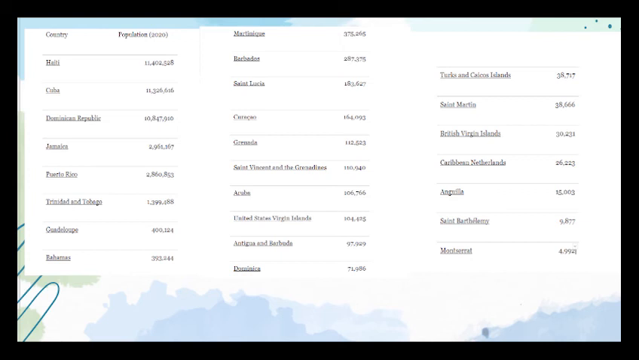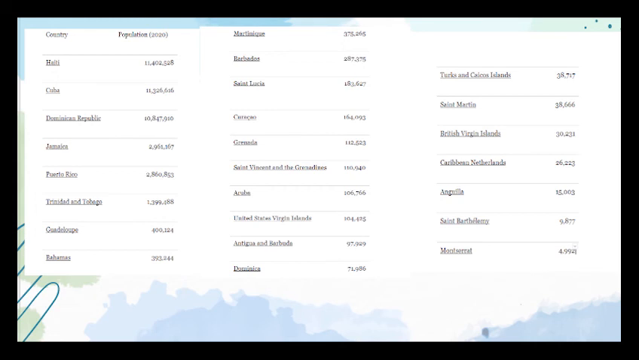Then we see Bahamas with 393,000, right? Then we have Martinique, still in the 300s, and we have Barbados with only 287,000 people. And Barbados has 287,000, and Jamaica has 2.96 million people. All right? So you see where I was comparing, I said Barbados could be the size of Portmore. Now you have St. Lucia.